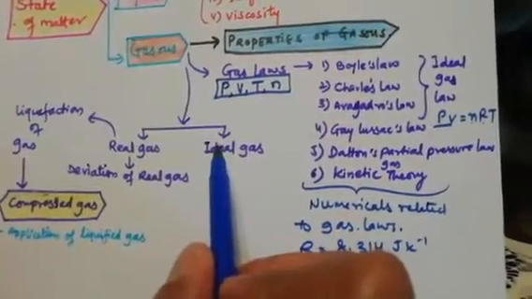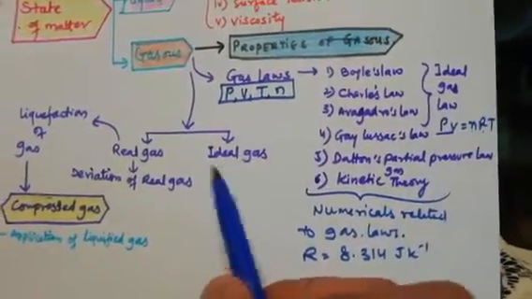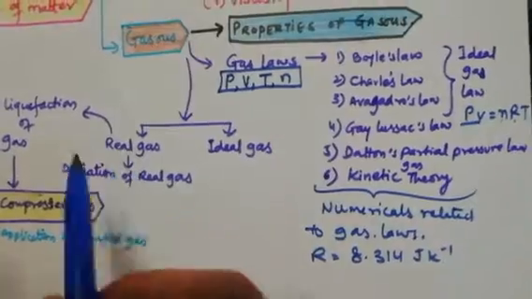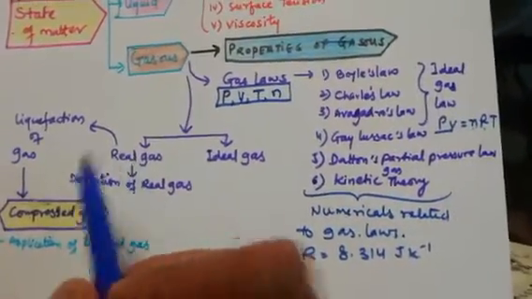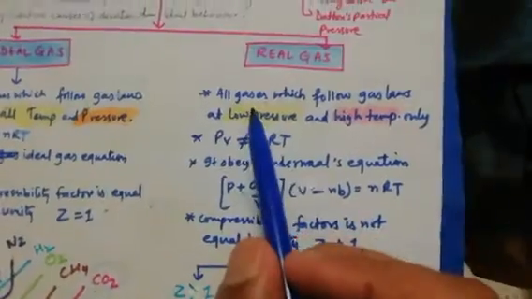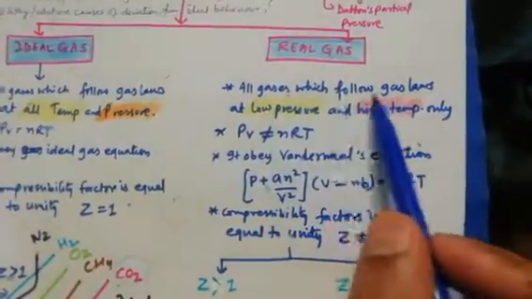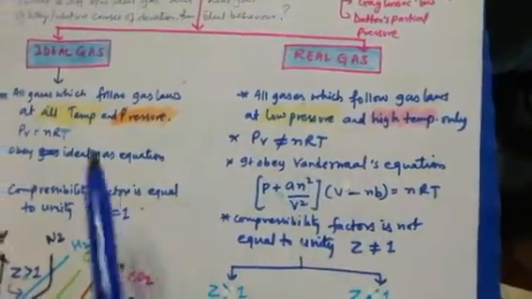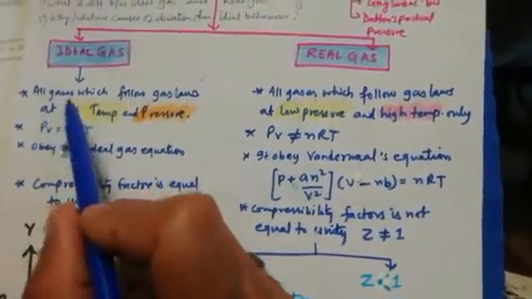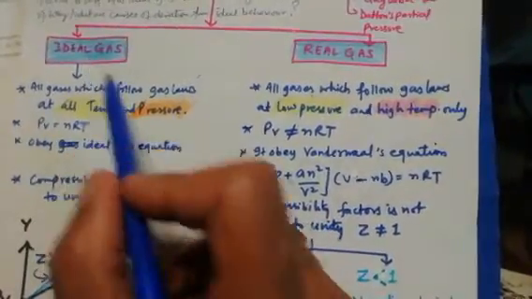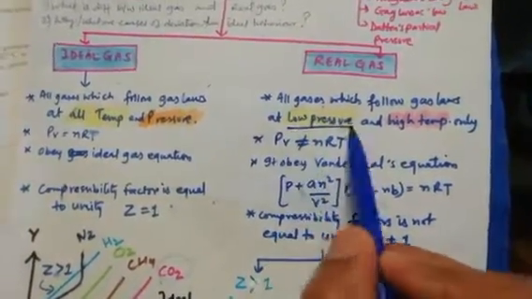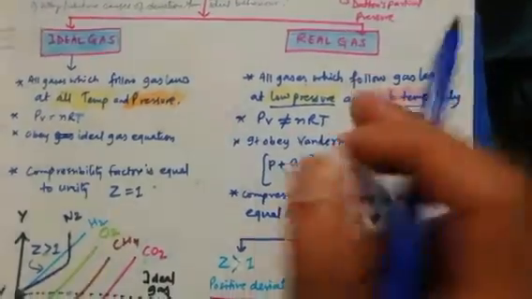An ideal gas obeys PV is equal to nRT in all conditions, at all pressures, temperatures and volumes, whereas real gases behave like ideal gas only at low pressure and high temperature. So this is the major difference between ideal gas and real gas that we have done. All gases which follow gas laws at all temperatures and pressures are called ideal gases. Gases which follow gas laws only at low pressure and high temperature, a special condition, are called real gases.